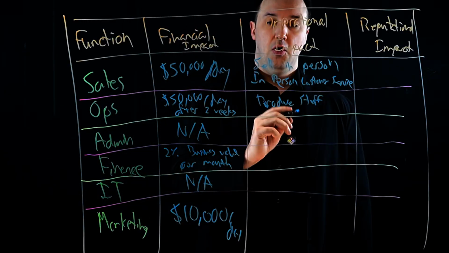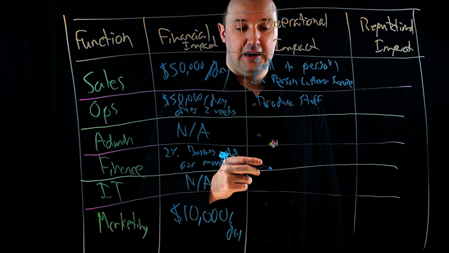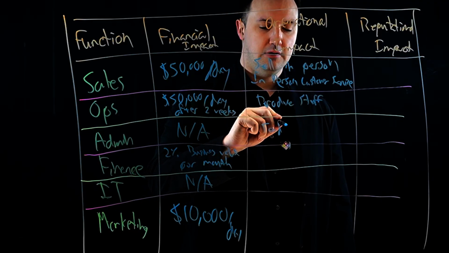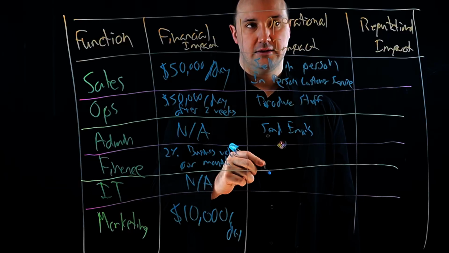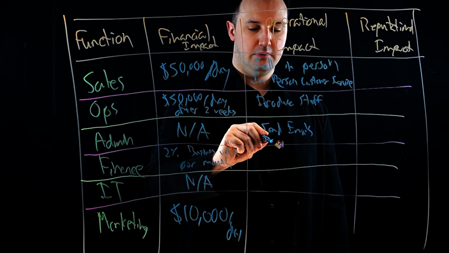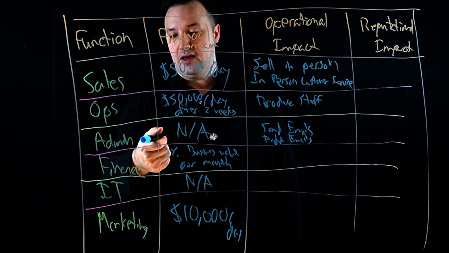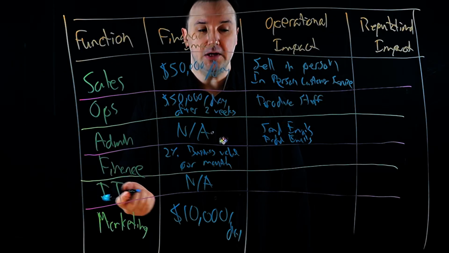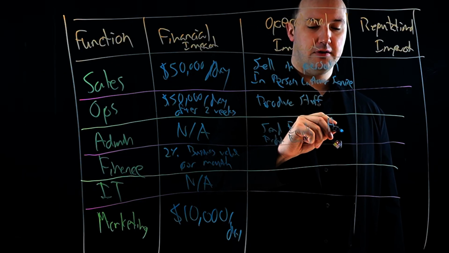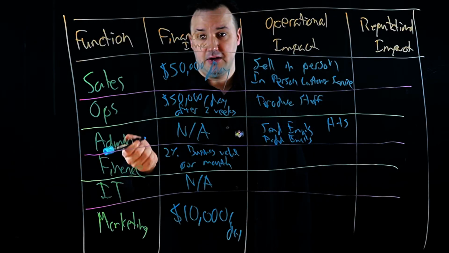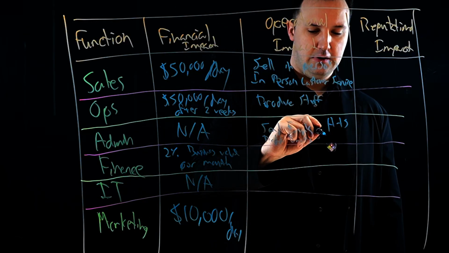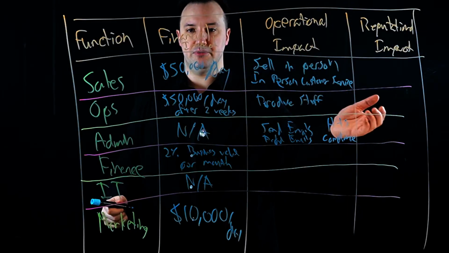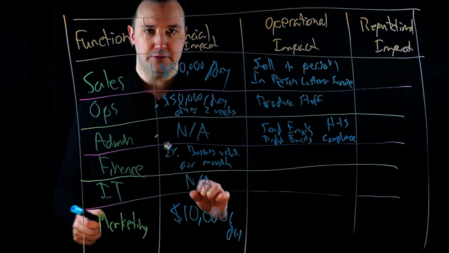Admin, same thing. What can't I do? I can't send emails, I guess. I can't get people to read emails. If HR, human resources, is built into admin, which it could be, I might lose health and safety, the whole function of that. I might enter compliance issues. So I might lose compliance. There's all sorts of things that could happen if I lose this.